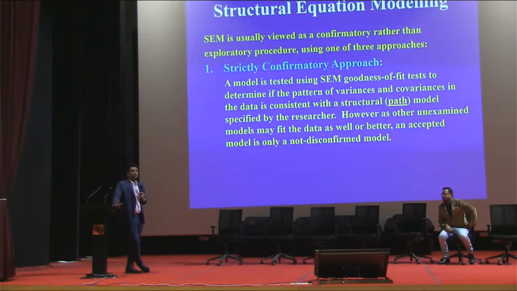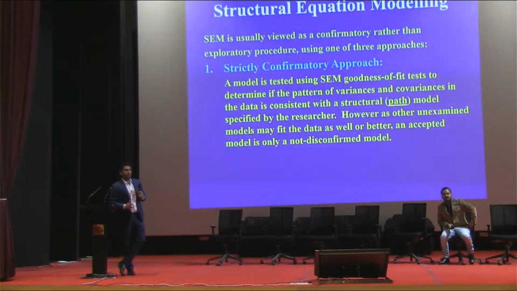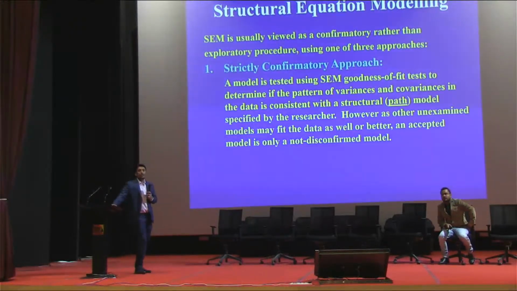Not many people actually use a strictly confirmatory approach, because it takes a lot of pain to collect a huge amount of data, and we cannot simply discard the data because it doesn't fit a model. We should try to find out what different relationships can be taken care of with this model. As the name suggests, a strictly confirmatory approach is pretty strict: if the data doesn't fit the model, we simply reject that data.